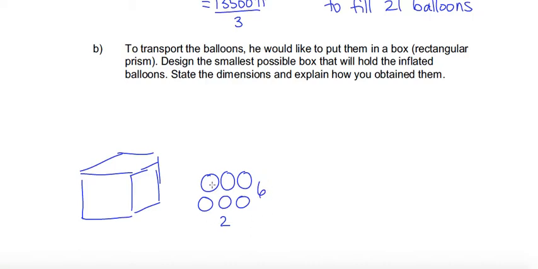So the area, 2 by 3. So I could fit 6 balloons down here. Or I might want to put 3 rows of balloons, right? So maybe I want more of a square base. So I have 3 balloons by 3 balloons. That could be an option as well. So 3 times 3 gives me 9.